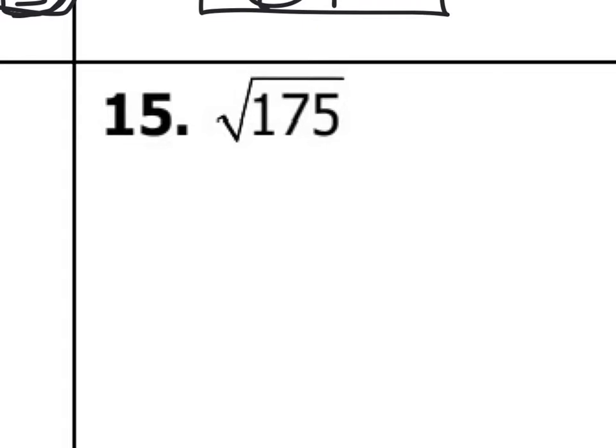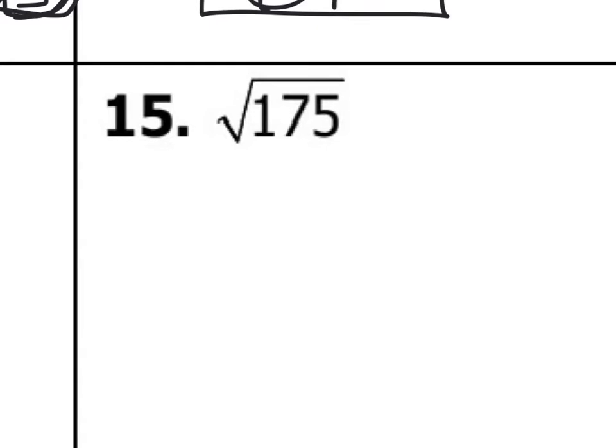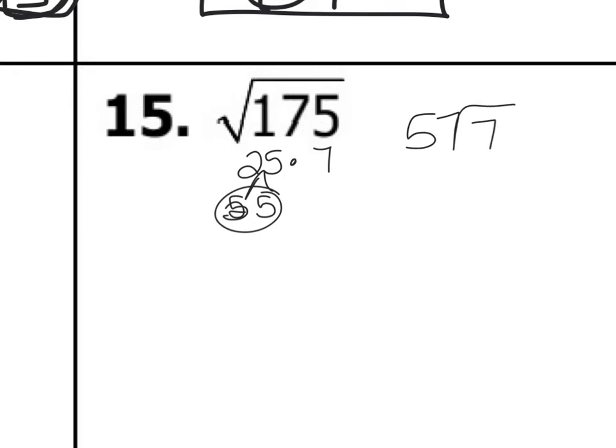All right, let's try 175. All right, we know 25 times 7. Right, that's 175, right? Well, 25 is a perfect square. You got a pair of 5's come out, and 7 stayed home. Okay. And y'all, this just takes practice.